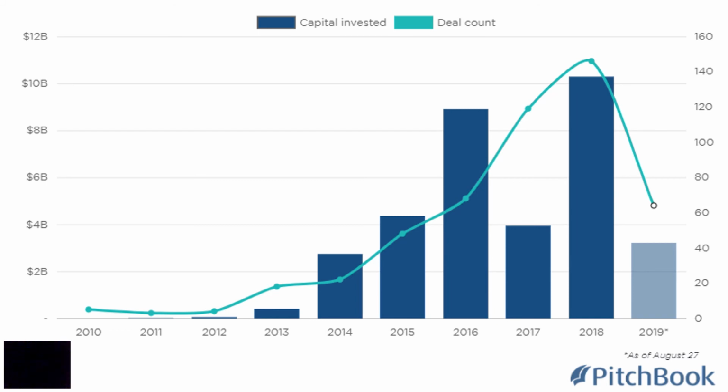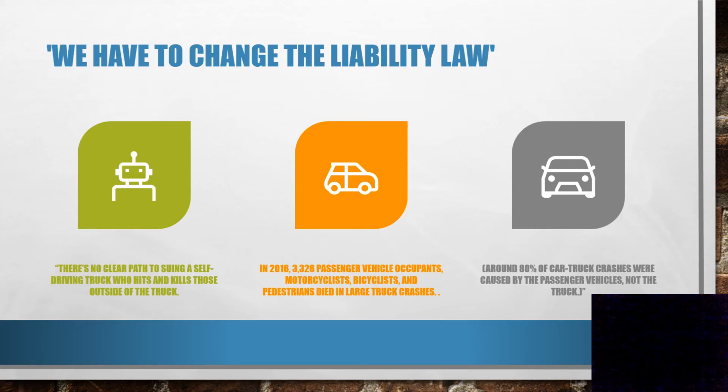Now, in 2018, you saw a peak here in our autonomous vehicle investments by these capital firms. But if you look, it's dropped off in 2019, and here's why. There's no clear path to suing a self-driving truck who hits and kills those outside of the truck. In 2016, 3,326 passenger vehicle occupants, motorcyclists, bicyclists, and pedestrians died in large truck crashes.